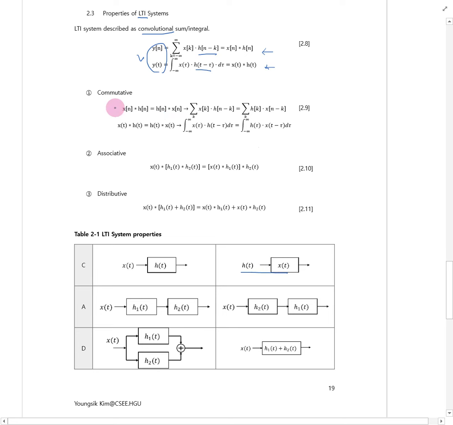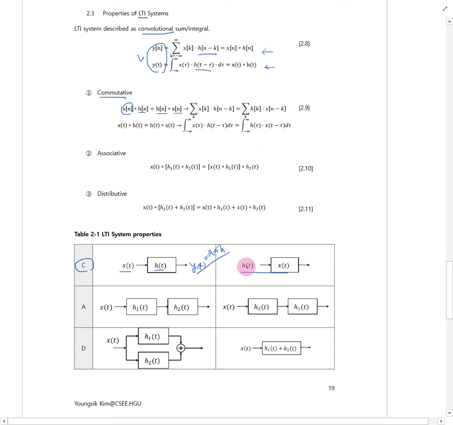First one, the commutative property. It looks like this. As we already talked about, x(t) convolved with h(t) equals h(t) convolved with x(t). It can be seen here that this is the commutative property. x(t) is applied to the system, and this becomes the output y(t). So this means that x convolved with h is y(t).